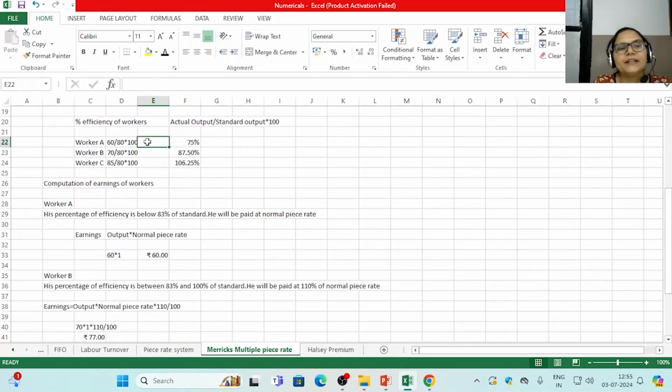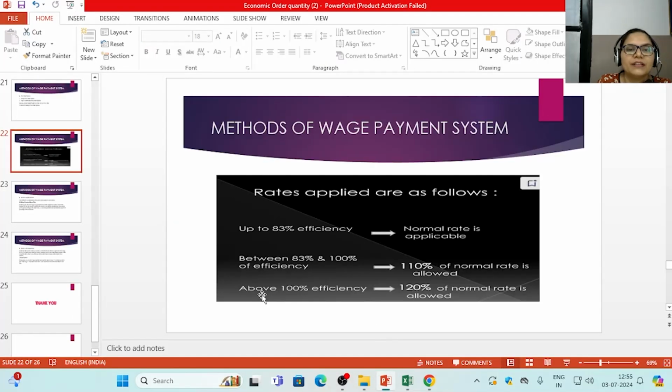Now we have calculated the percentage of efficiency, and now we will compare this percentage of efficiency according to the benchmark given by Merrick. Up to 83%, if the worker is efficient up to 83%, he will be paid at normal rate. If his efficiency falls between 83% to 100%, he will be paid 110% of normal rate. And if his efficiency is above 100%, he will be paid at 120% of normal rate.